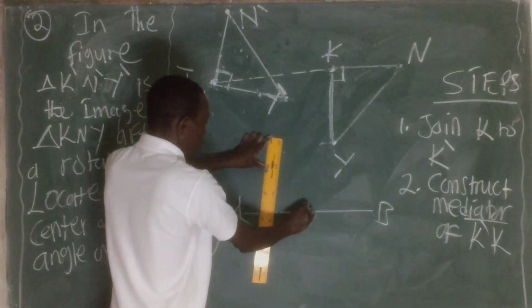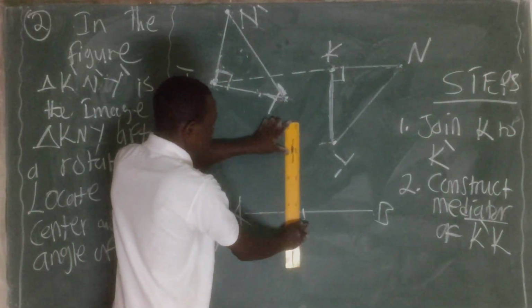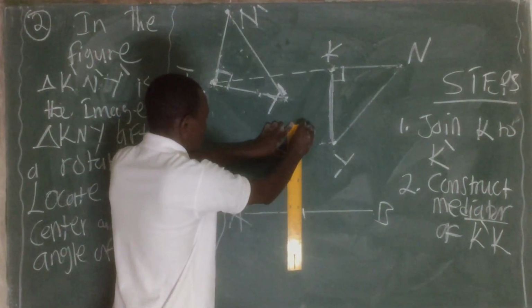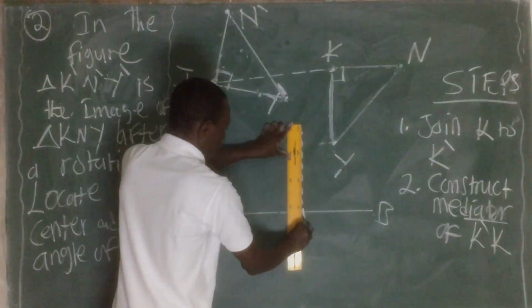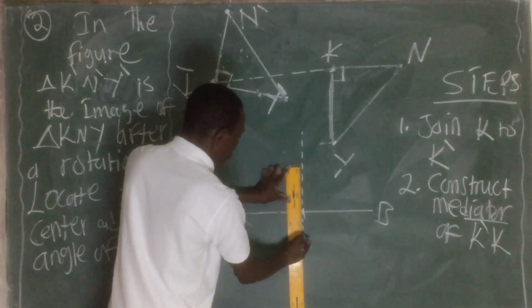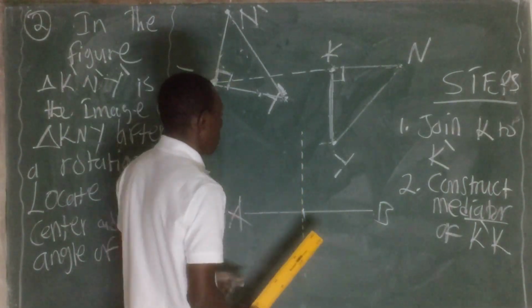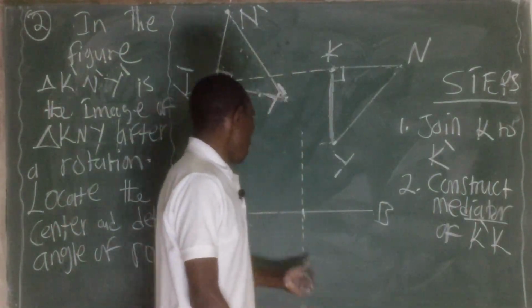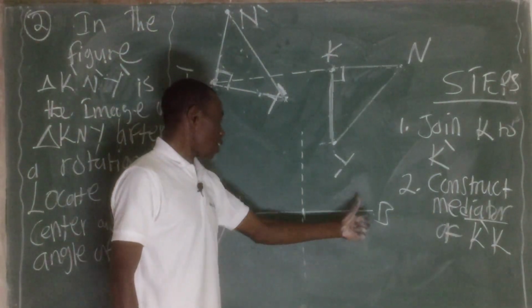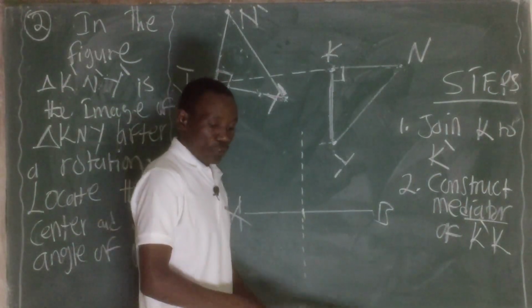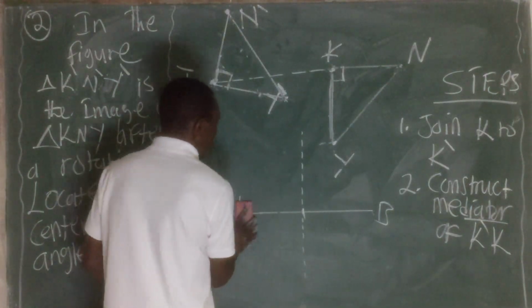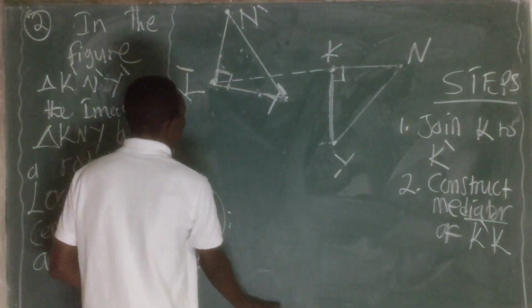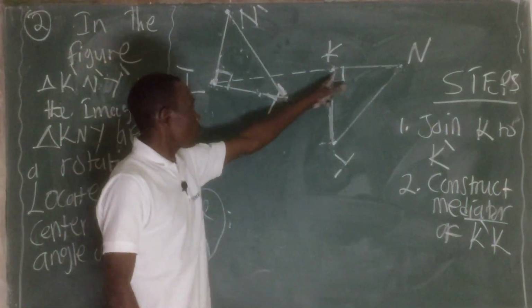If this is the middle of that line, it means we are going to have a mediator that is going to pass right away through it. So it's more like you're going to bisect the line, or have the perpendicular bisector. In short, that's what a mediator means: a perpendicular bisector of AB. So here we are asking you to come up with the mediator of this one.